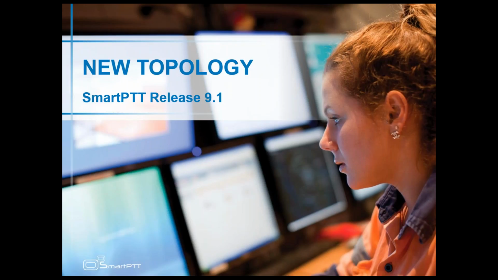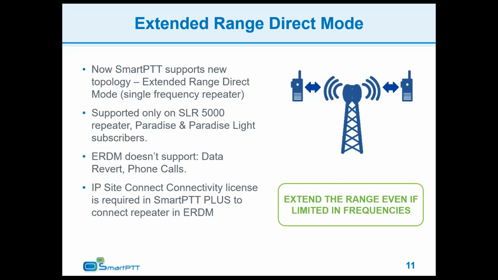Now, Motorola has also come out with a new topology. It's called Extended Range Direct Mode. My understanding of this is essentially a store and forward device, a store and forward repeater. So if you need to extend range out into a dead spot on a simplex channel, this new topology is going to essentially record that audio and then retransmit it out into that dead spot.